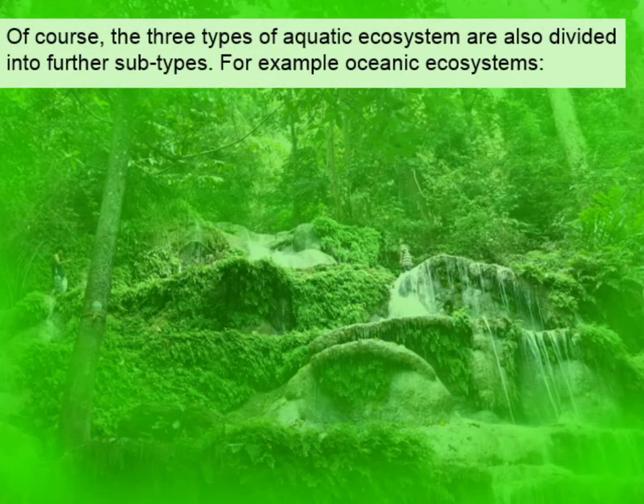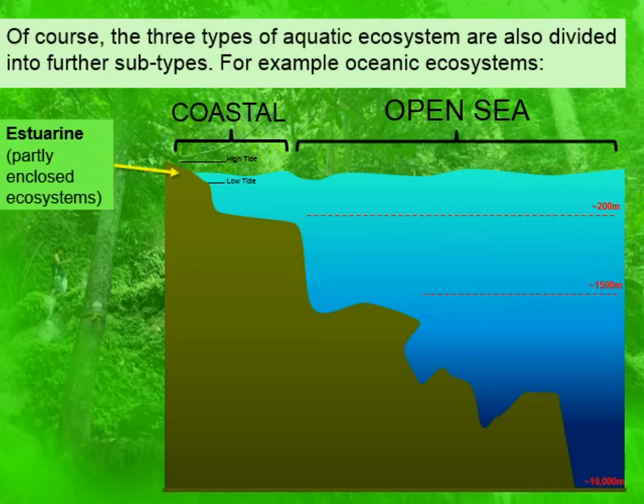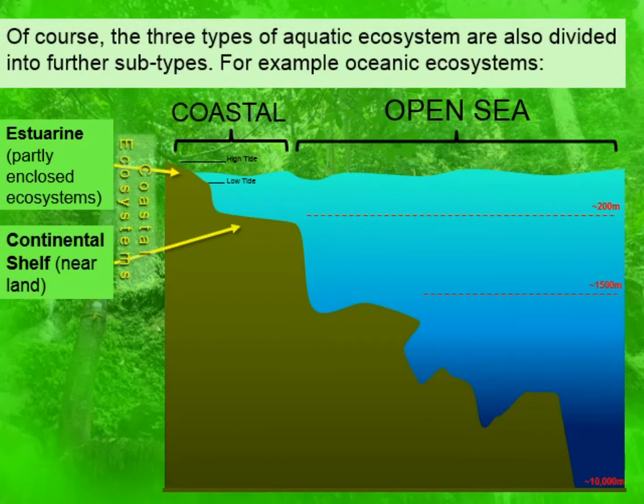As we said, of course, the broad types of ecosystem are also subdivided. If we look at oceanic ecosystems, then you can see that they are divided into coastal and open sea ecosystems. And in the coastal area, there are estuarine ecosystems, which are partly enclosed. And then there are continental shelf, which is out at sea but near to land, so that it's still fairly shallow. And those are the coastal ecosystems, or at least two possible subtypes.